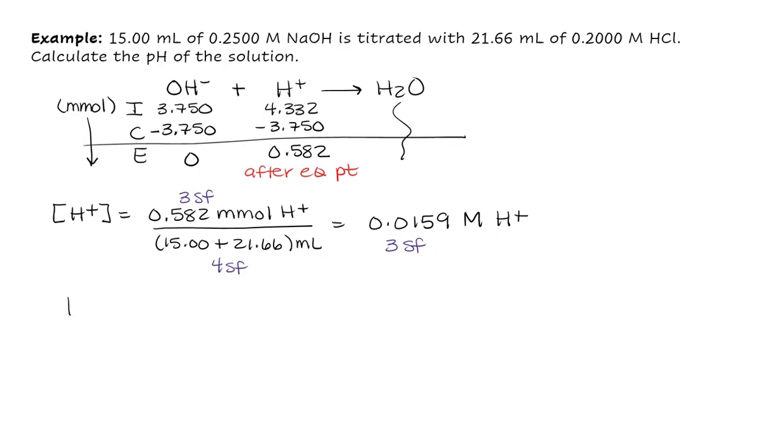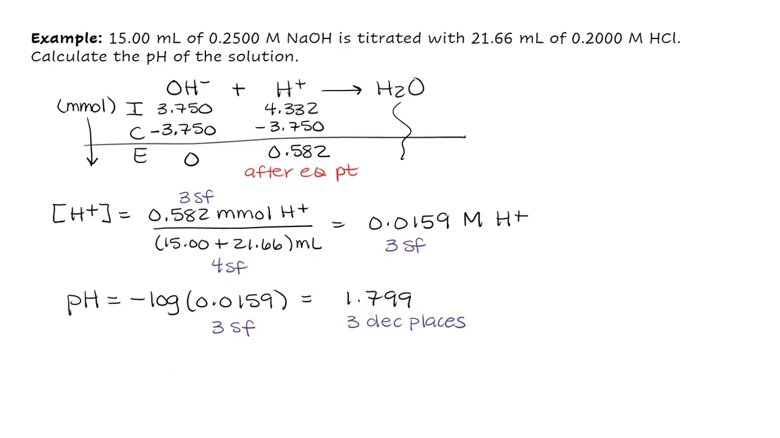From here, we can calculate the pH directly by taking the negative log of that molarity, so the negative log of 0.0159. Because we have 3 sig figs in our value, we will round our pH to 3 decimal places. So taking the negative log of 0.0159, we end up with 1.799 for our pH.